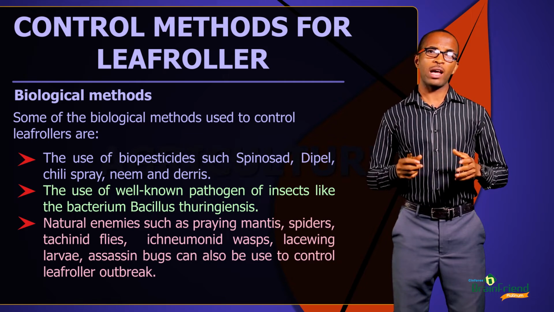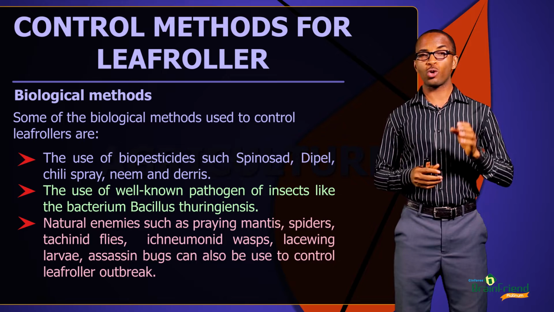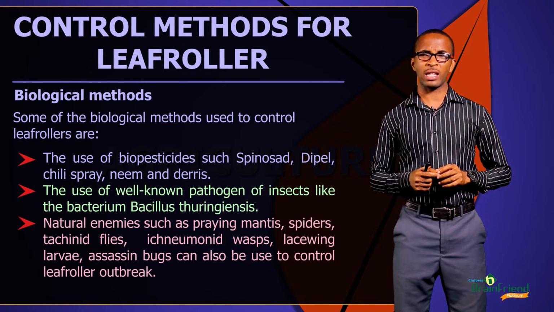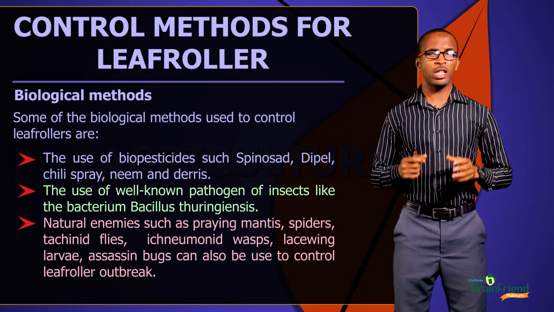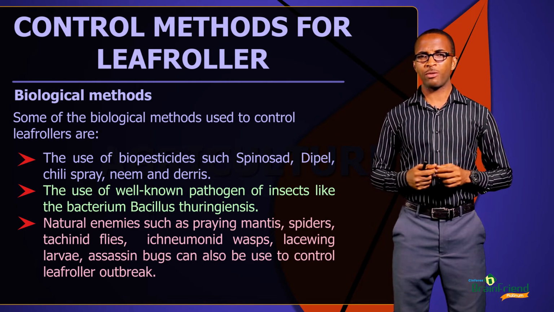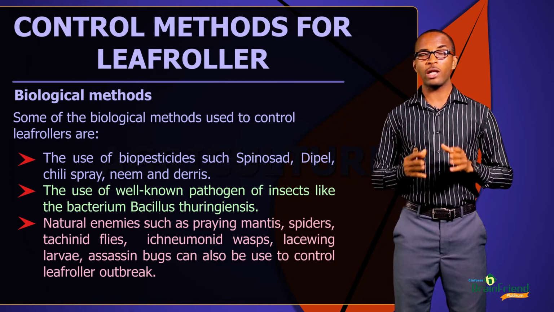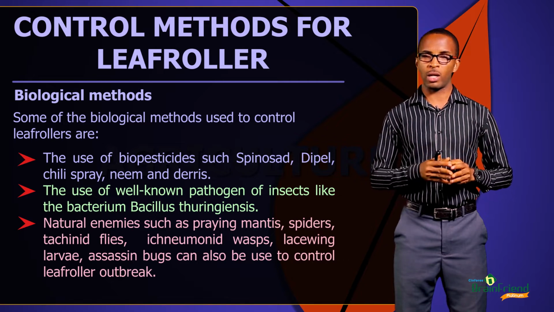That brings us to the biological methods. Some of the biological methods that are used to control leaf rollers include the use of biopesticides such as spinosad, Dipel, chili spray, neem, and dairies. The bacterium Bacillus thuringiensis is a well-known pathogen of insects, and it can be used to control leaf rollers.